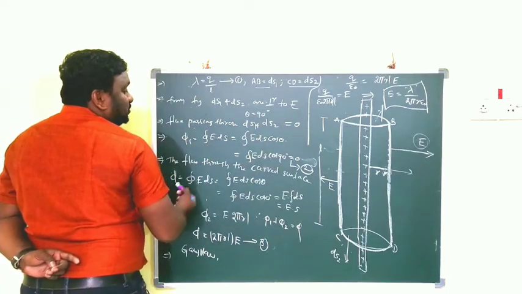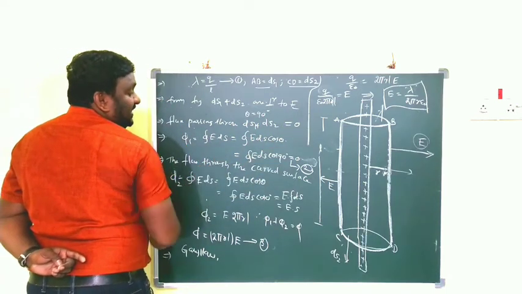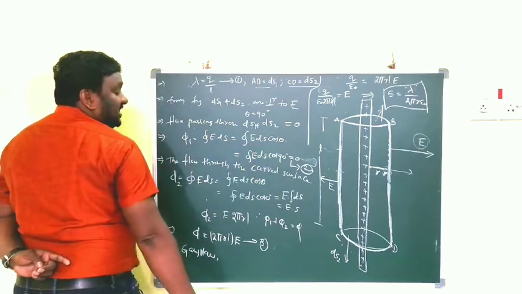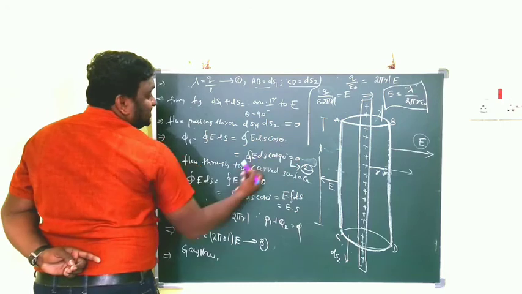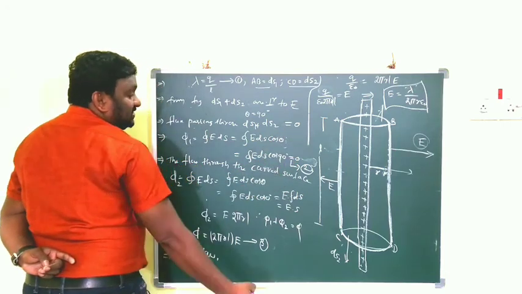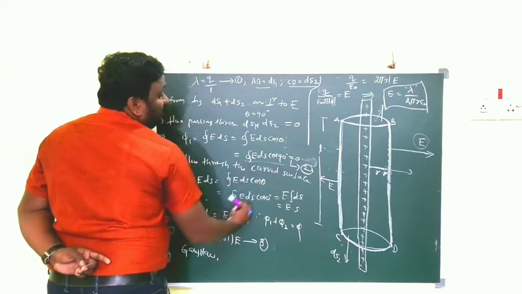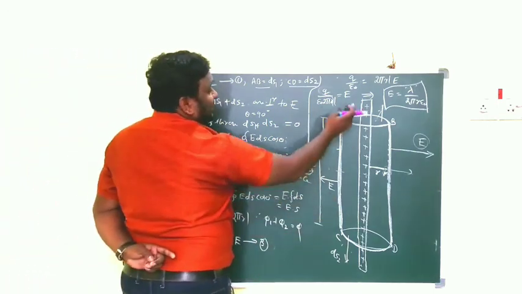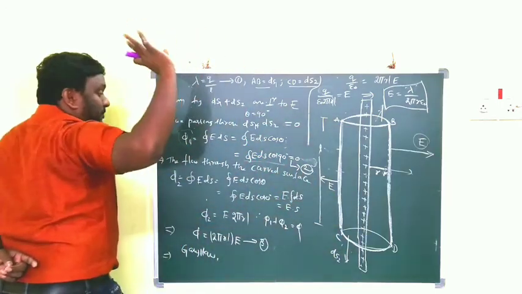Then phi 1 is the closed integral of E dot ds, which is equal to the integral of E ds cos theta, because flux is a scalar. Instead of theta we write cos 90, and the value of cos 90 is 0. That's why this entire term is 0. So phi 1, the flux passing through AB and CD, is 0.